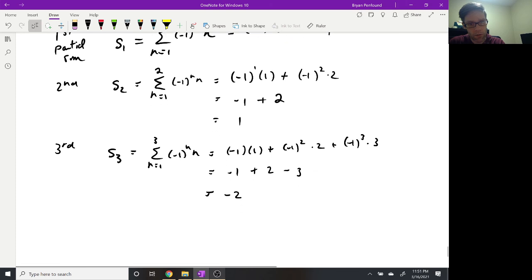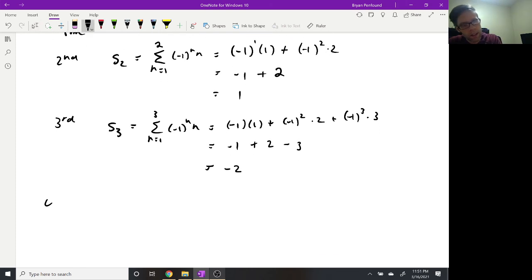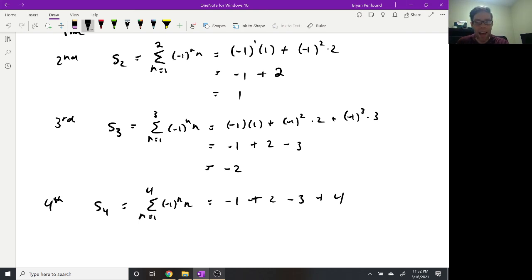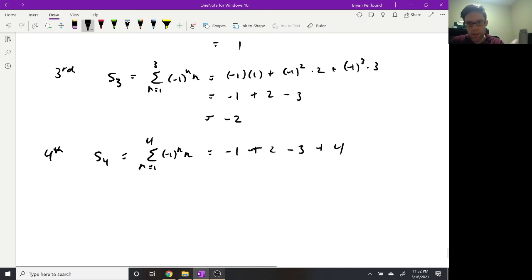Okay, one more, and hopefully we'll start to kind of see a pattern in these partial sums. So the fourth partial sum, of course, would start at 1, go up to 4. Okay, so we already know the first few partial sums. We get -1 plus 2 minus 3. And you can show yourself that we're going to essentially be adding 4 to this. So that's going to give us 6 take away 4, which is 2.